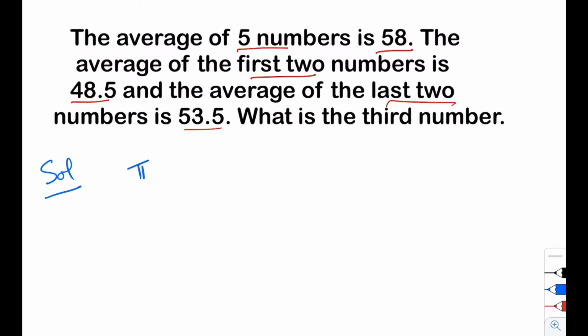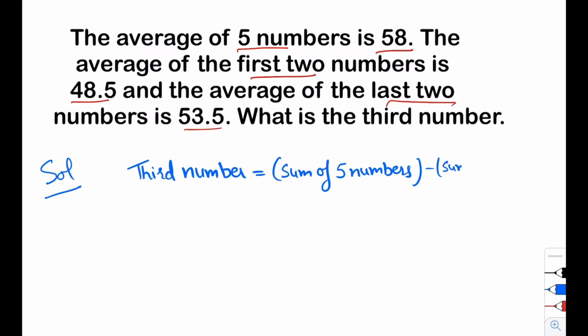So our third number is equal to the sum of 5 numbers minus the sum of 4 numbers, means first two numbers and last two numbers. So this is equal to, the average of 5 numbers is 58, so 5 into 58 is the sum of the 5 numbers, minus the sum of 4 numbers.